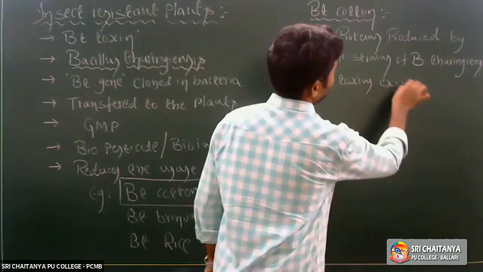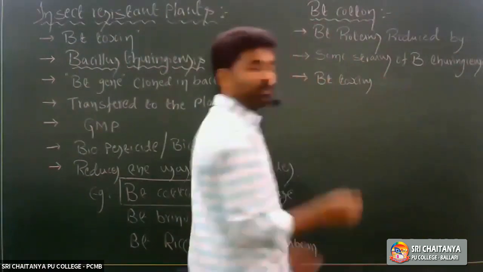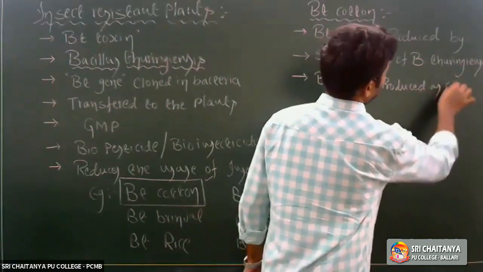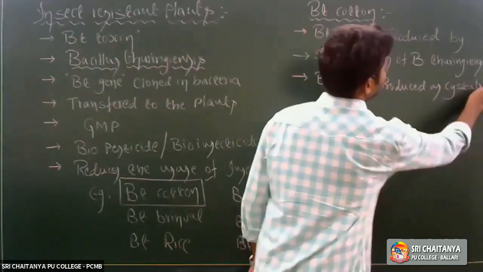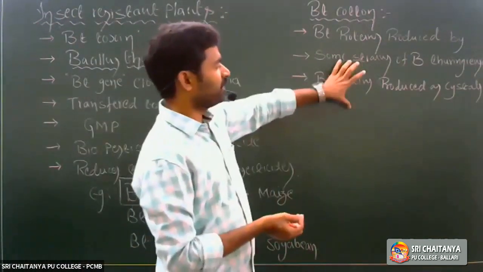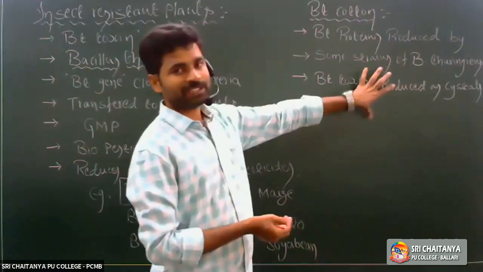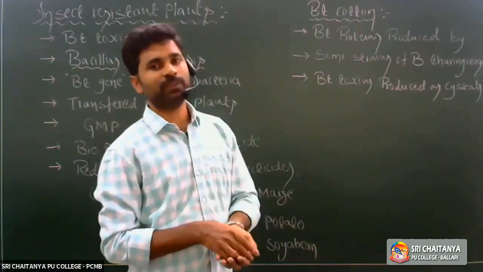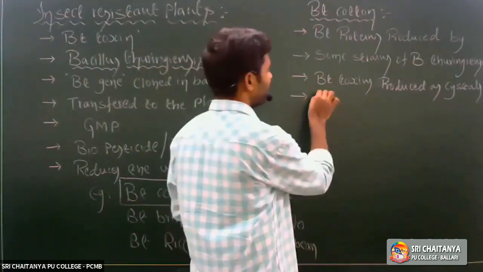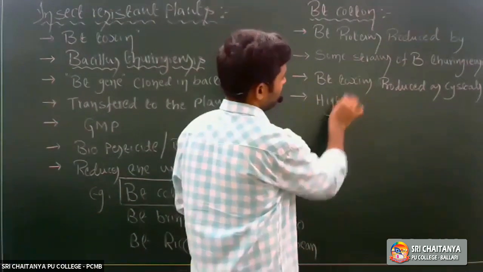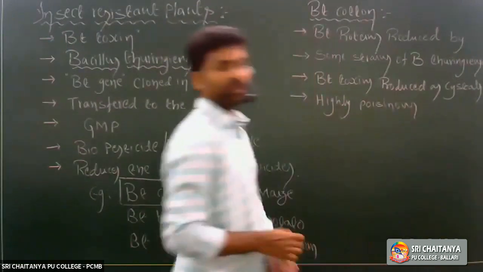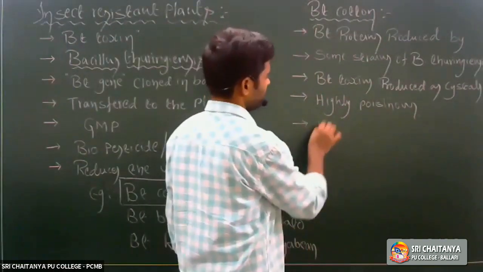are produced as crystals at a certain age or at a certain phase of the bacteria, right? So Bt toxins are produced in the form of crystals at a particular phase of the bacteria. So these Bt toxins are highly poisonous, right? So they kill certain insects.